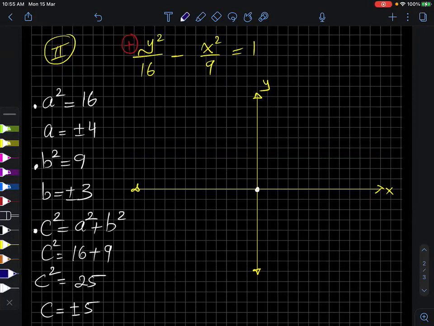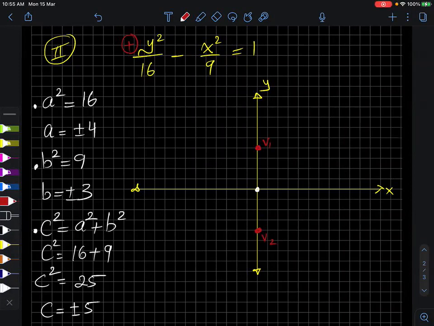4 units up. I will move vertically here, 1, 2, 3, 4 up. Let's do it up here. Right, here, this point. And we move down 4 units from the center 0, 0, 1, 2, 3, 4. This is the second vertex right here, V1, and here V2.